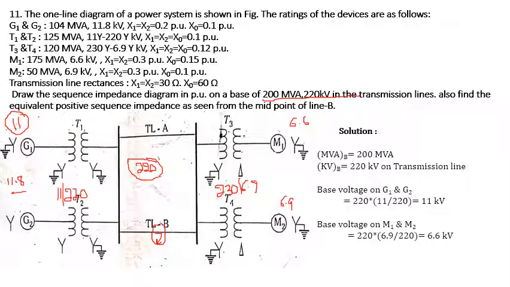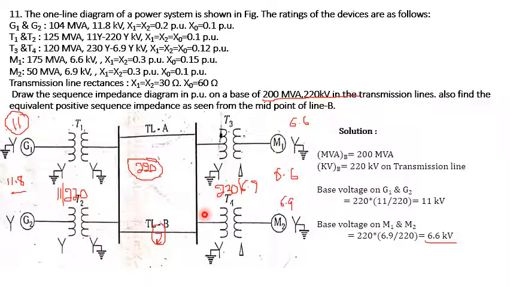Similarly for the motors M1 and M2, again 220 into the rating of the transformer, 6.9 divided by 230, you will get 6.6 kV. Observe here that for motor M1 the old value is 6.6 and the new value will become 6.9, whereas in the case of motor M2 the old value is 6.9 and the new value is 6.6. So we have to be very careful while dealing with that.